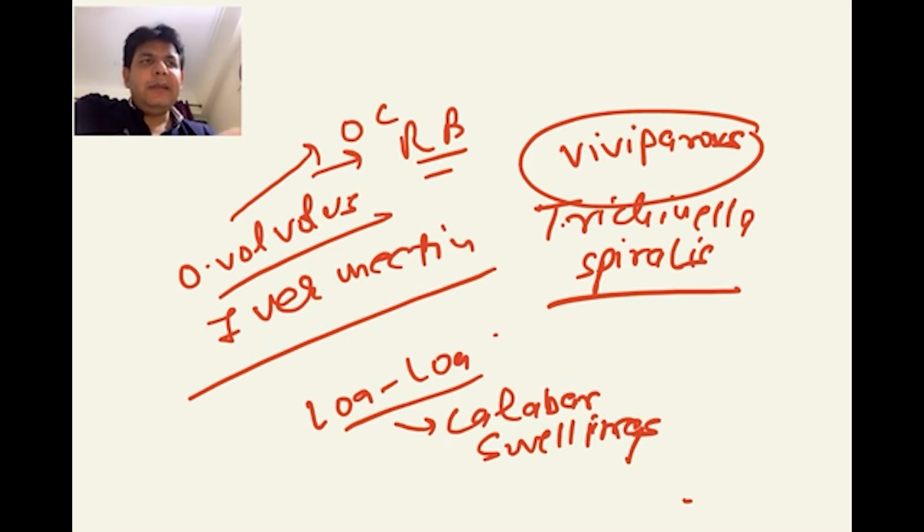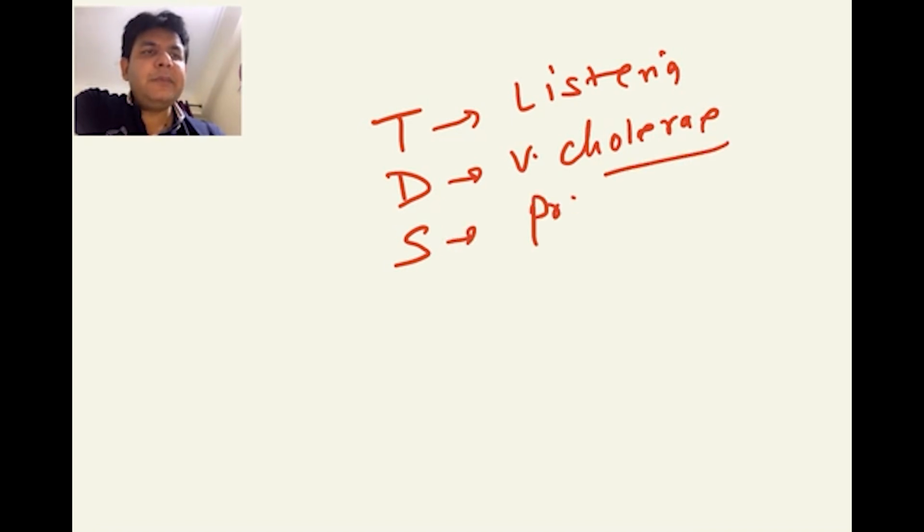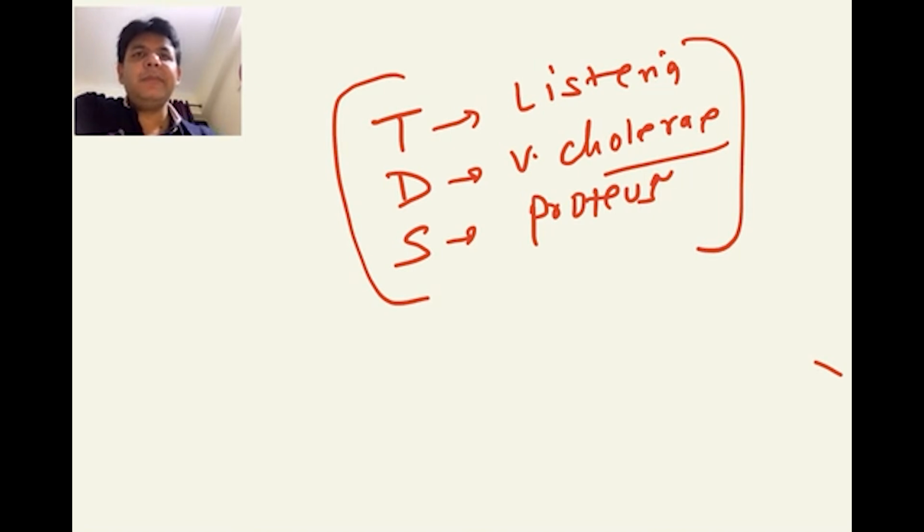So if somebody asks you regarding the motility stuff, you remember 3 points. That is TDS: tumbling, darting, swarming. Tumbling is seen in Listeria. Darting is observed in Vibrio cholerae, and swarming is seen in Proteus. So these all are very important points which are coming in your exam.